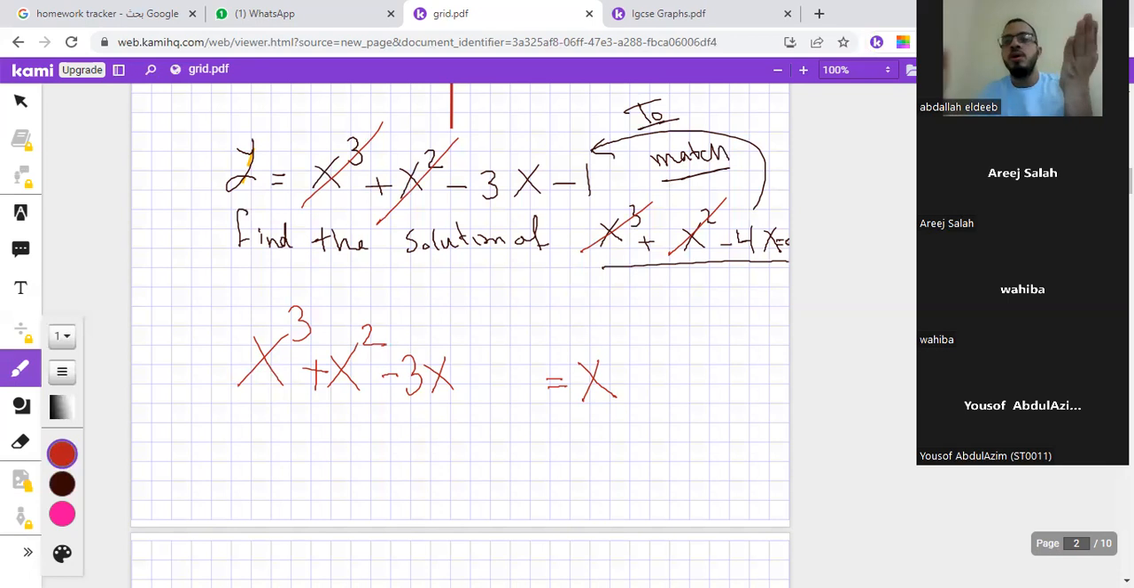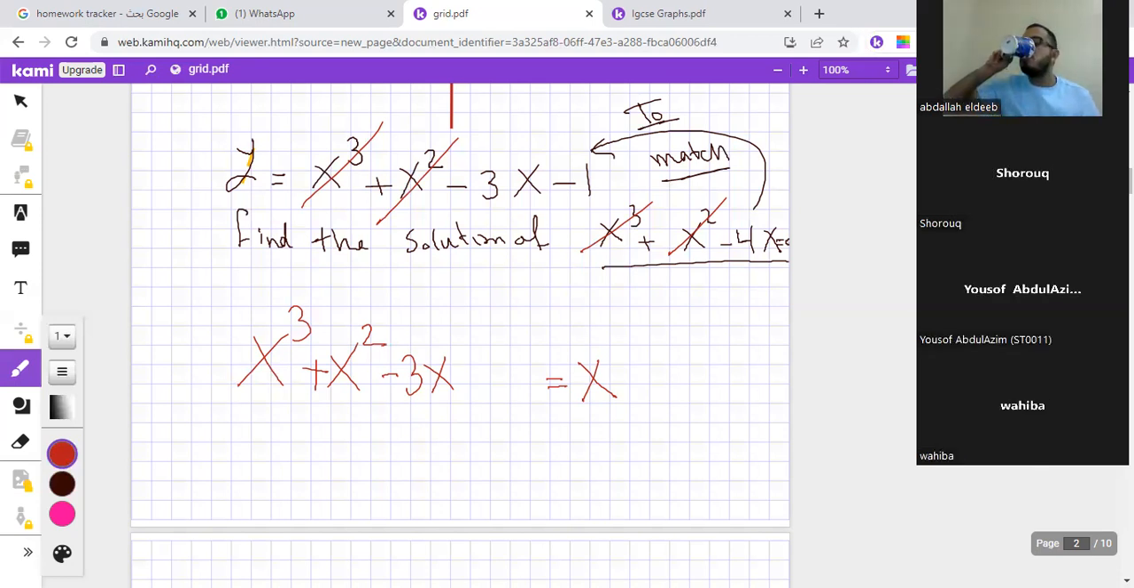Because this is a balance. If you have a scale and you put something here, you have to put the same something here, so you keep the balance. Okay? For example, you wrote minus 3x, shouldn't it be minus 4x? Why did you write minus 3x? Because I add x. Sir, I still didn't understand it. No problem.